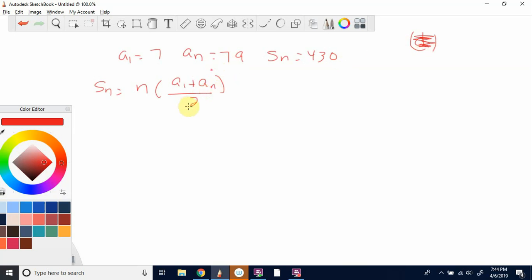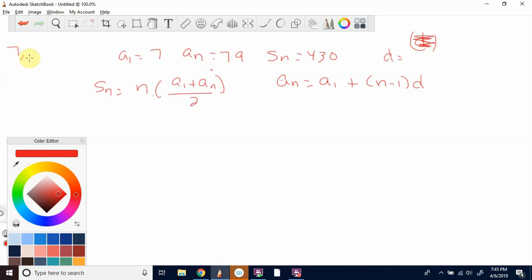All right. Well, can I find n? Yes. And then I can find d. So I need to find n first. I need to find what this n is. Then I can put it in the formula of what? A sub n equals a sub 1 plus n minus 1 times d, because I do need d to find the next 3 terms, because my terms are 7, comma, something, something, and something.